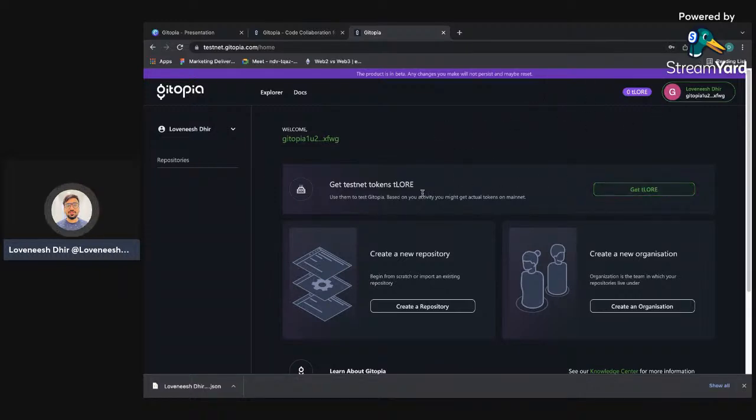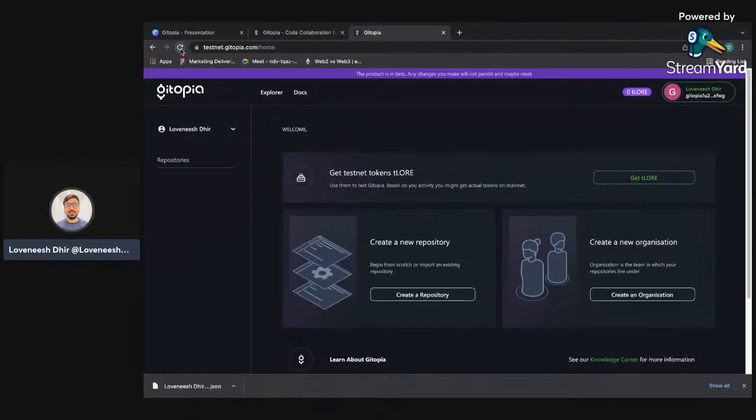Okay, so you can get a testnet token from the faucet here, and try out the platform. Just click on get lore, and after the toggle goes away, just refresh your web page. Okay, I think some deployment is in progress. I'll just check with my tech team. They are deploying the next testnet, due to which I think the faucet is not able to give lore tokens.